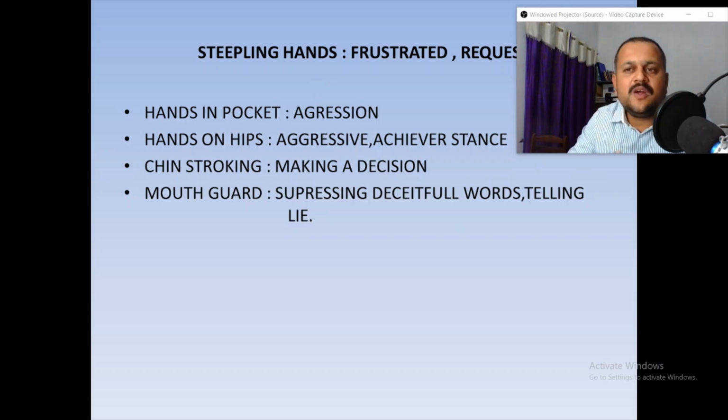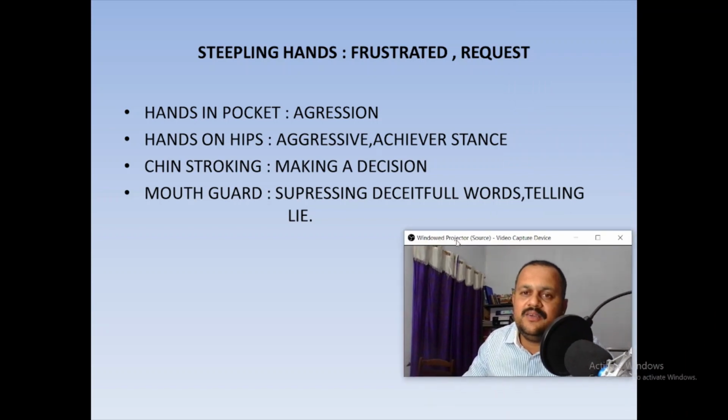So where you are keeping your hands, if you keep your hands inside your pocket, it may mean aggression. If you are keeping your hands on your hips, it may mean that you are aggressive, or it may also mean that you are posing with your achiever stance. Stroking your chin may mean that you are trying to make a decision. If you are guarding your mouth, it may mean that you are suppressing or you are lying to somebody. So you may unknowingly close your mouth while lying.